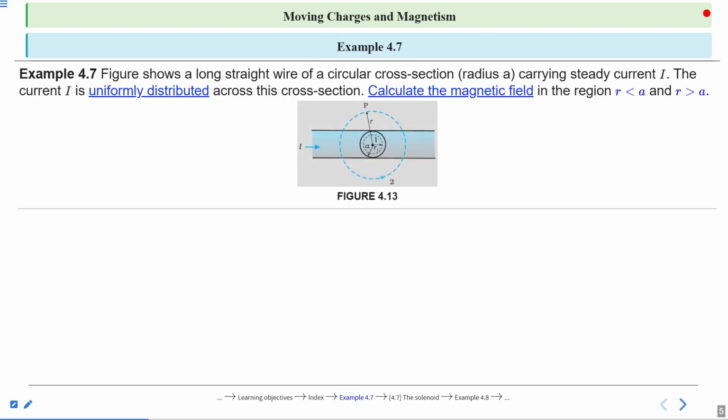So this is the diagram given, figure 4.13. You can see there is a wire and you have to calculate the magnetic field inside the wire where r is less than a, and outside the wire where r is greater than the radius of the wire. Okay, so let's see what the solution is.